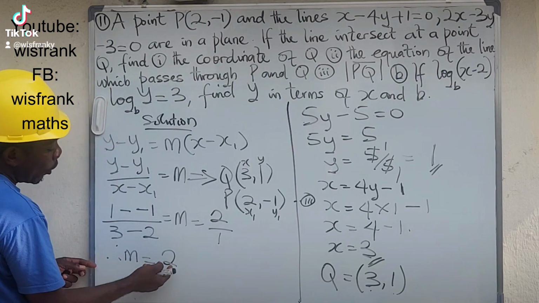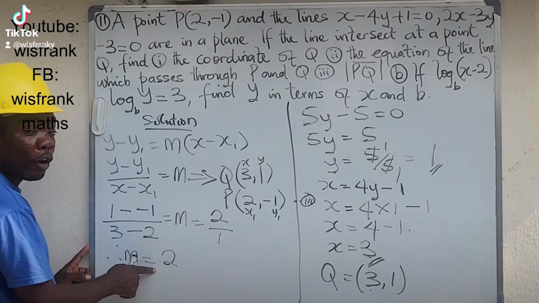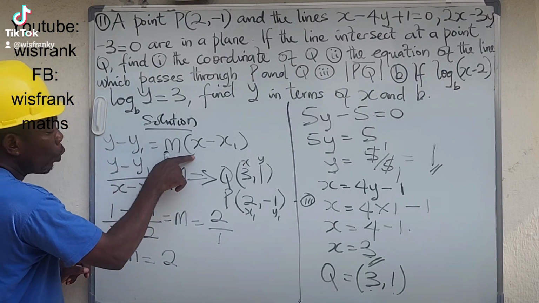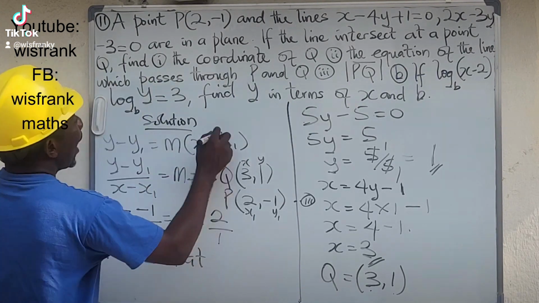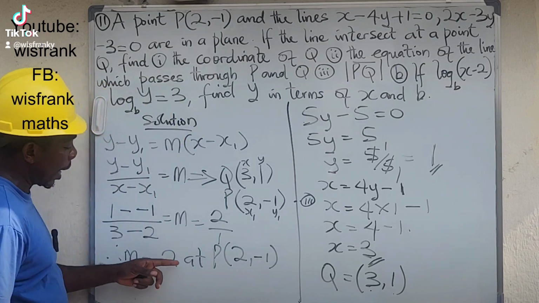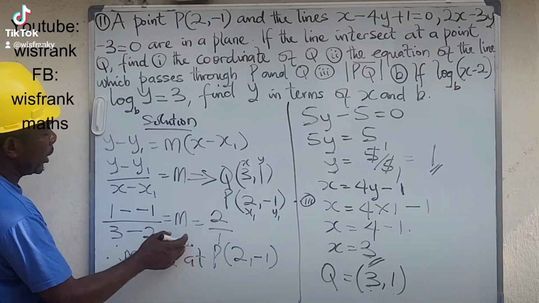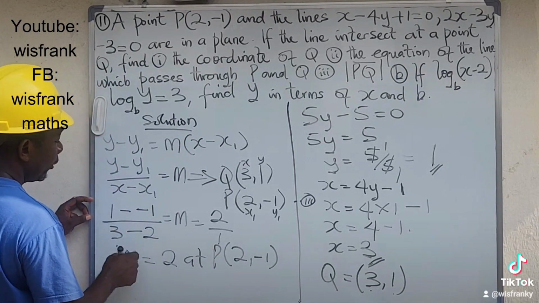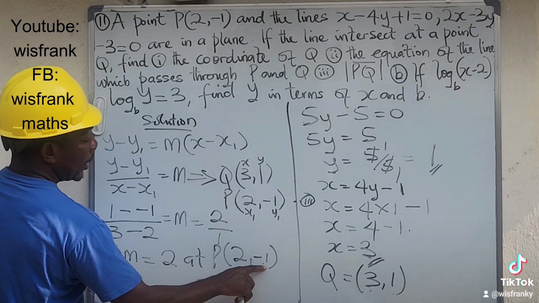Now we are going to substitute this value of m into our equation at the point P (2, -1). So we substitute this into our equation, where this is our x1 and this is our y1.